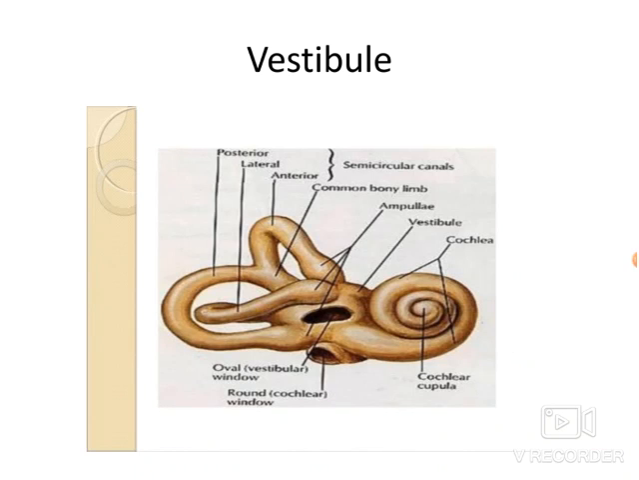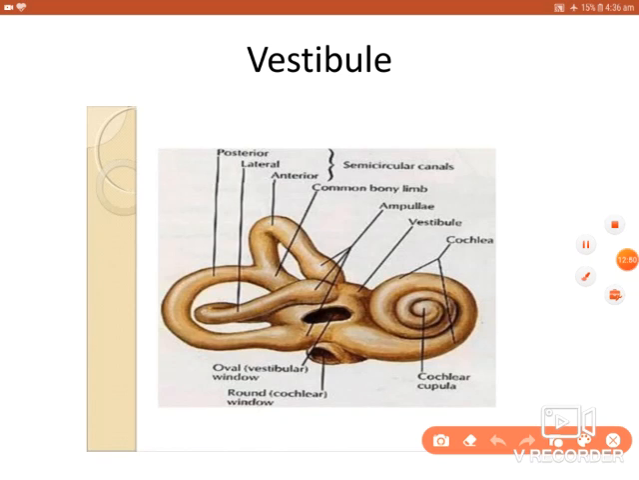Here you can see the structure of the vestibule. The vestibule is the middle part of the bony labyrinth. It is an ovoid bony cavity. The lateral wall of this vestibule relates to the oval window and the round window.